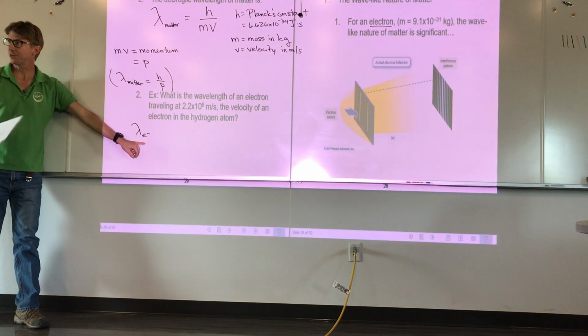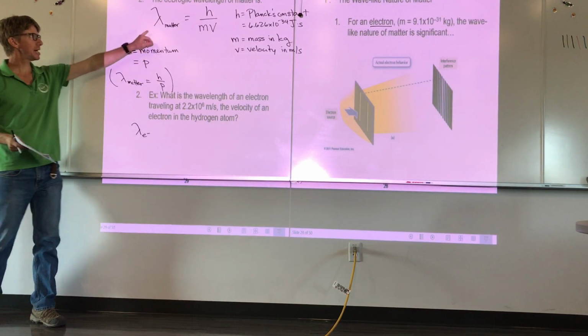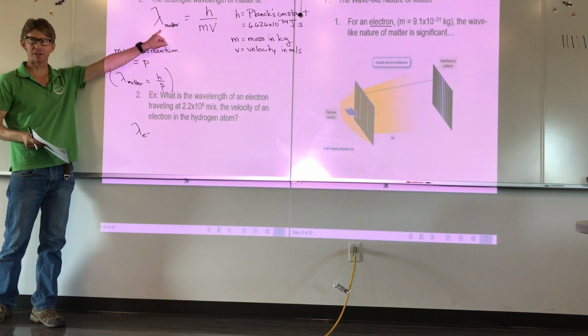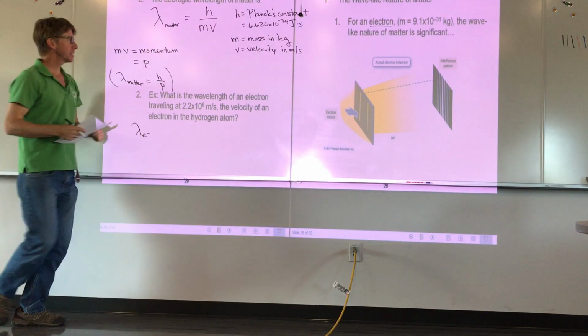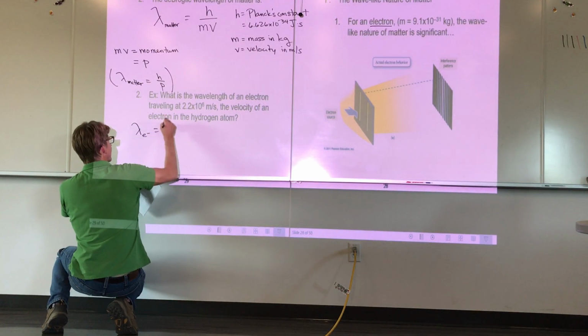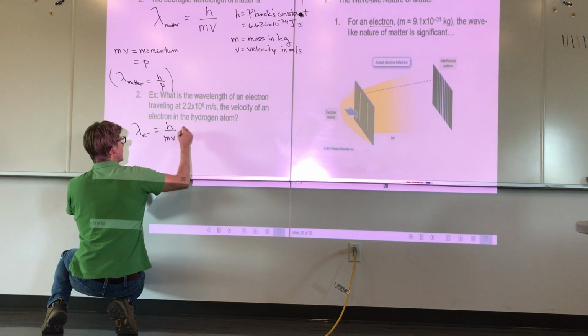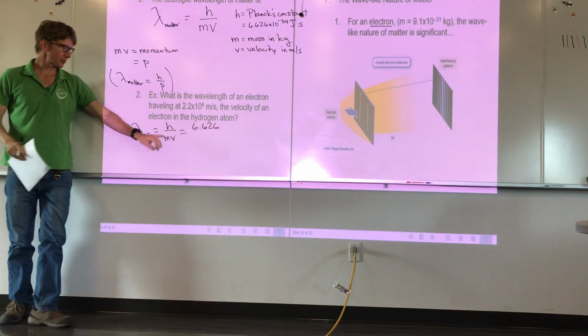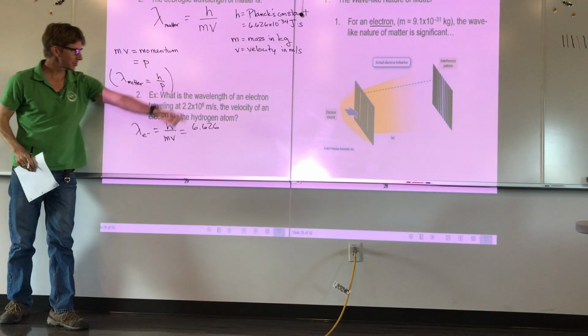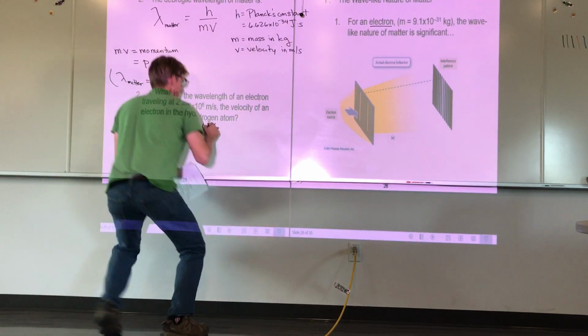And if you remember from previous times, we do have an equation for the wavelength of electromagnetic radiation. That's different. There are two types of wavelength equations. It's going to be h divided by m times v. Filling in the numbers for Planck's constant, the mass of an electron, and the velocity.